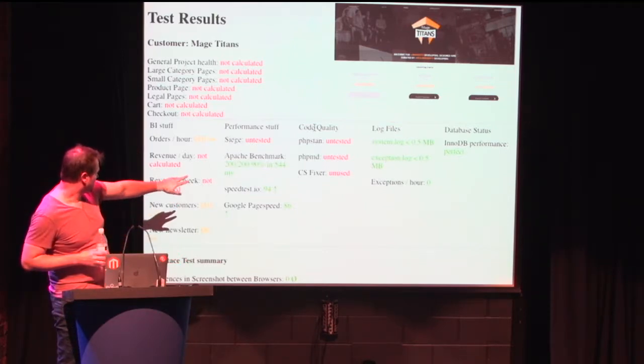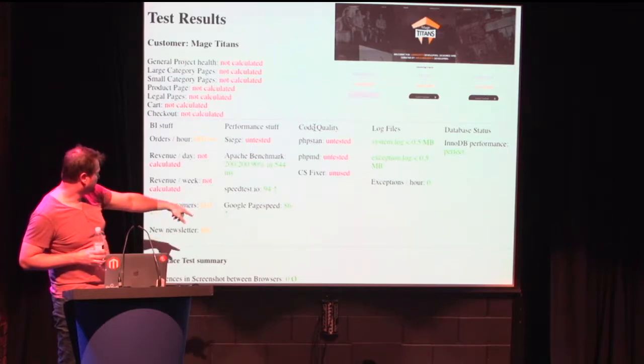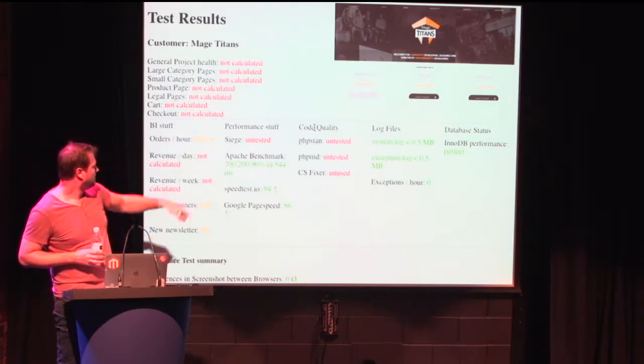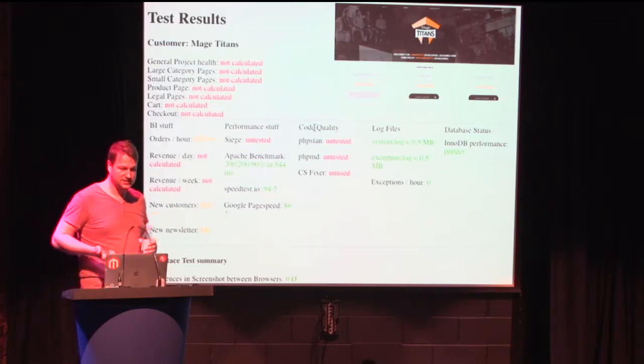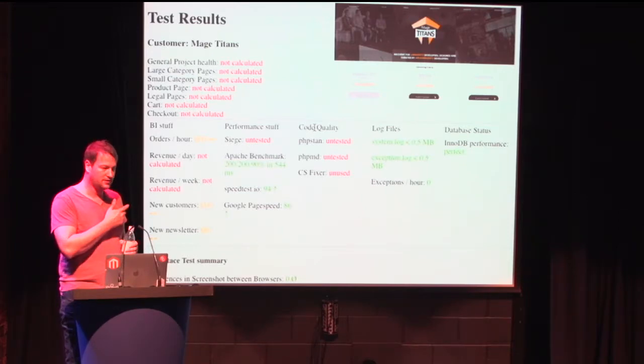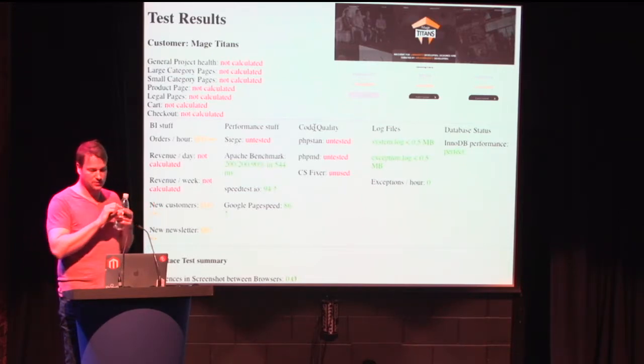So here are some other metrics, like new customer, new newsletter, and then this is some performance stuff. Performance stuff is just like siege testing, Apache benchmark testing, Speed Test IO. Speed Test IO is so easy. It's just one single line of code.